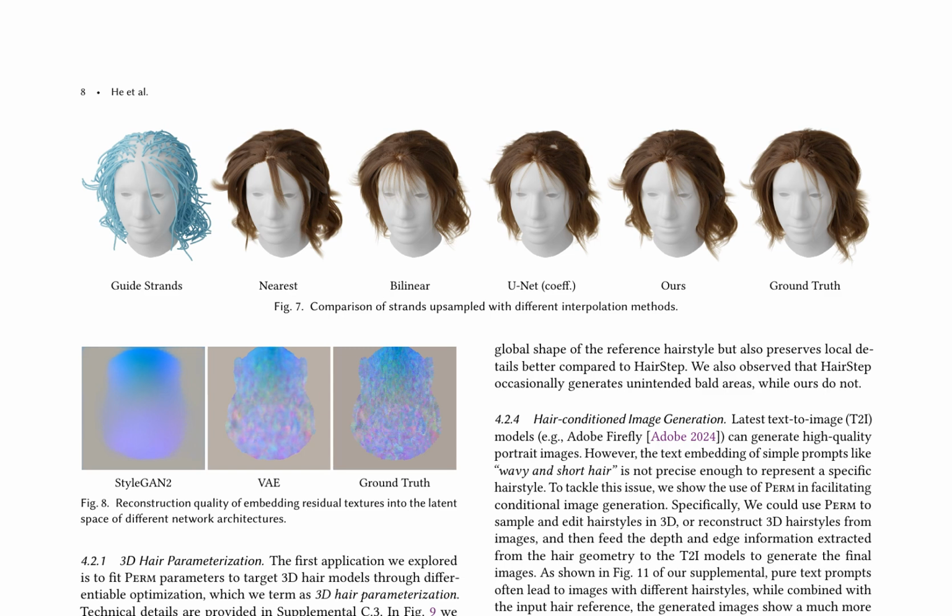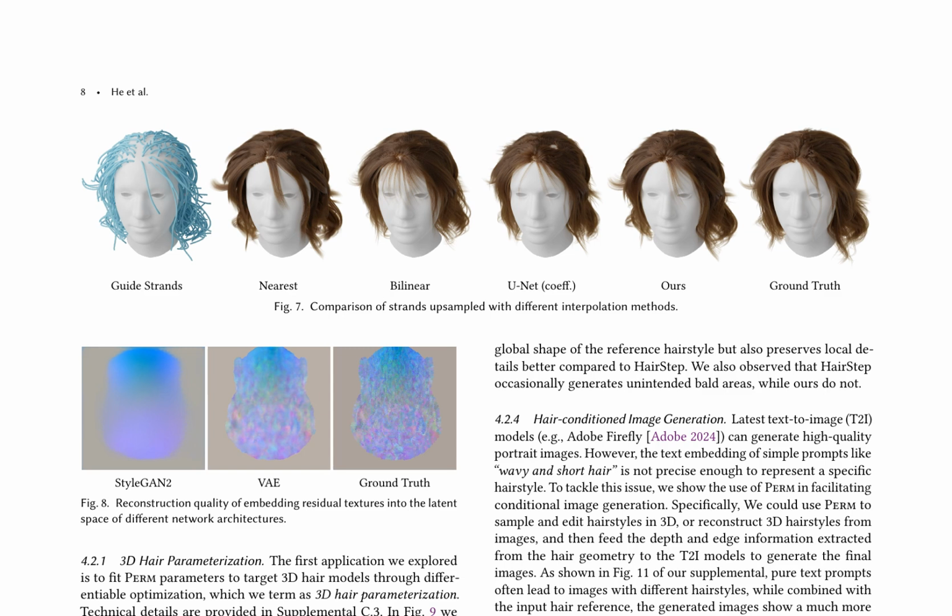The guide strand's nearest bilinear U-Net is applied for 3D hair parameterization, utilizing differentiable optimization to fit Perm parameters to target 3D hair models. This capability is demonstrated in Fig. 9, showcasing the model's ability to generate reasonable guide strands even for hair models lacking them.